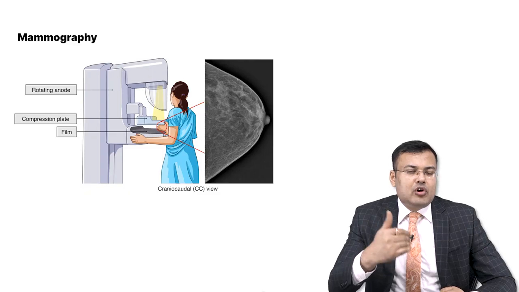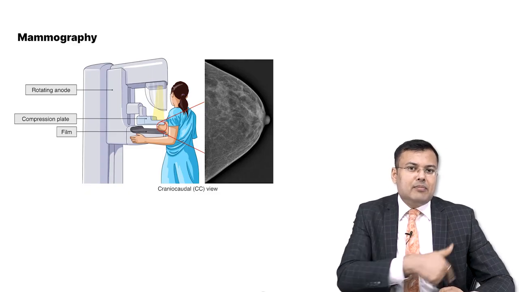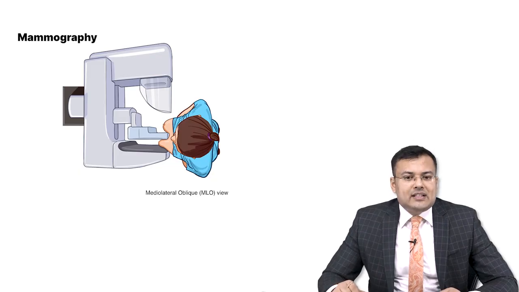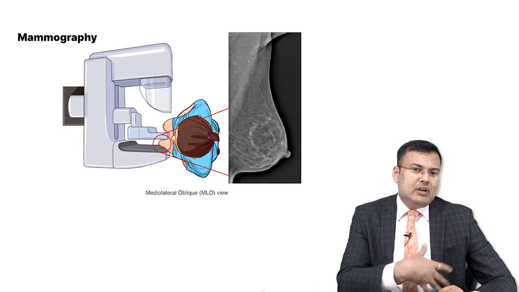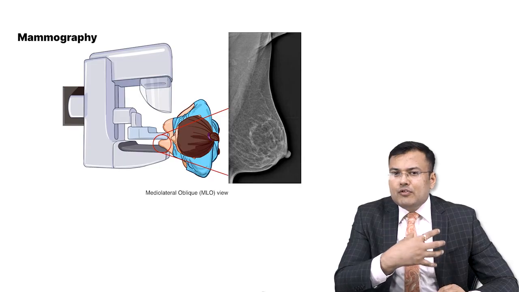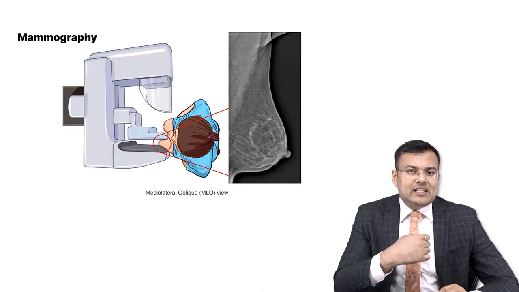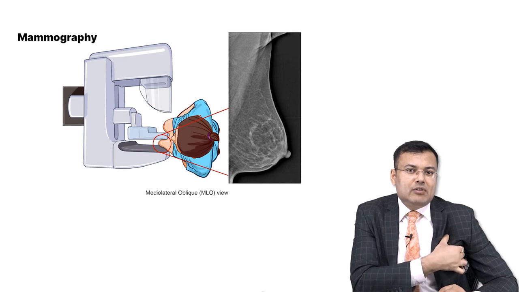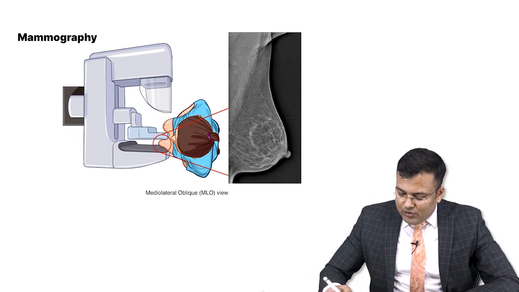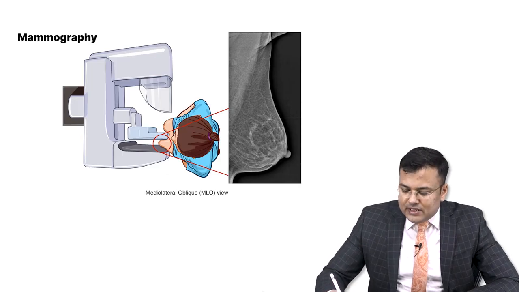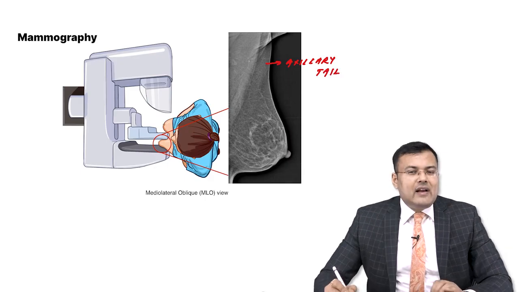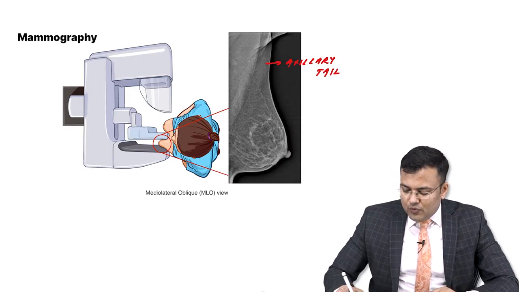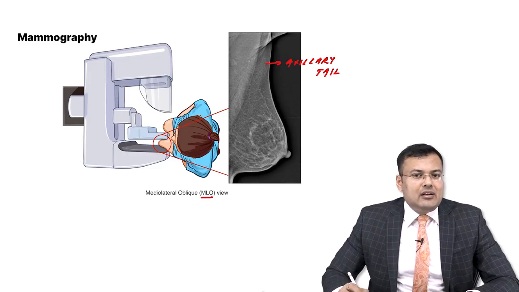First, craniocaudal view. Second, there is the mediolateral oblique view. In this image, you can notice the mediolateral oblique view. What is its advantage? In the mediolateral oblique view, the maximum amount of breast tissue is assessed, and simultaneously we assess the axillary tail. What's the name? Mediolateral oblique view.